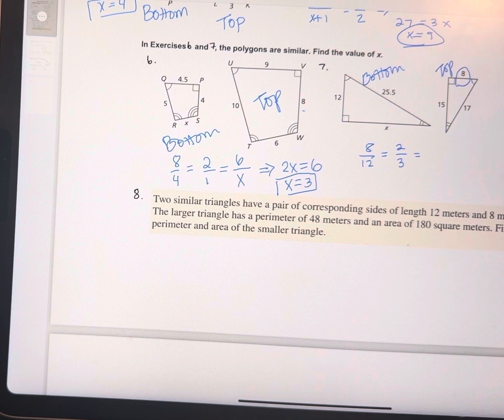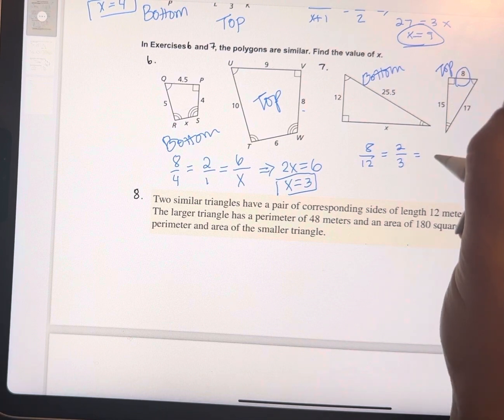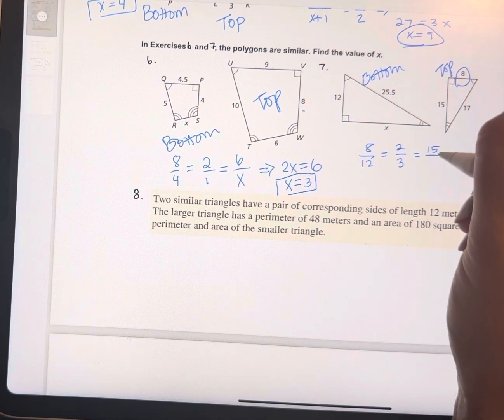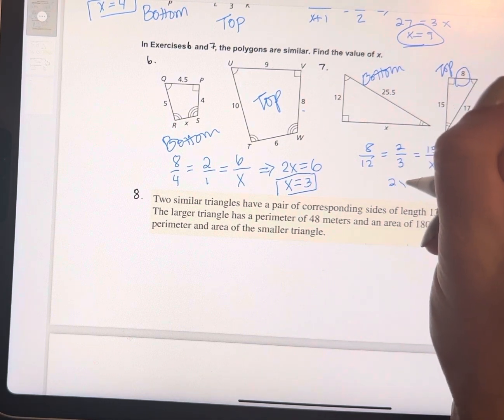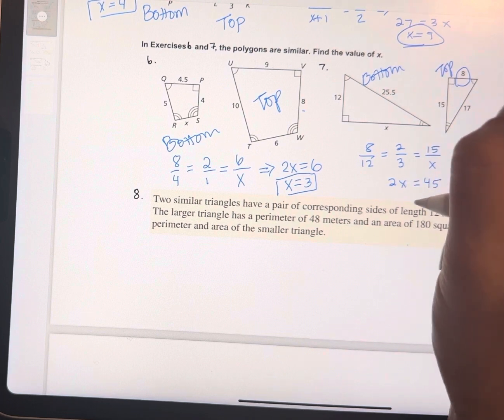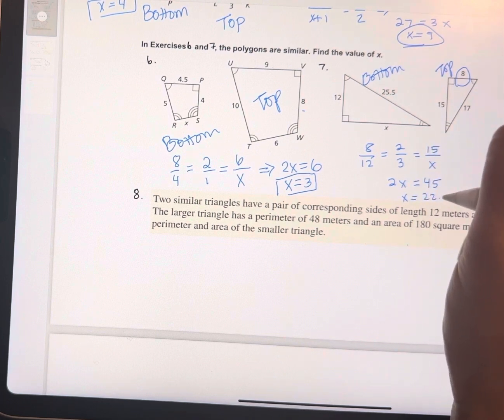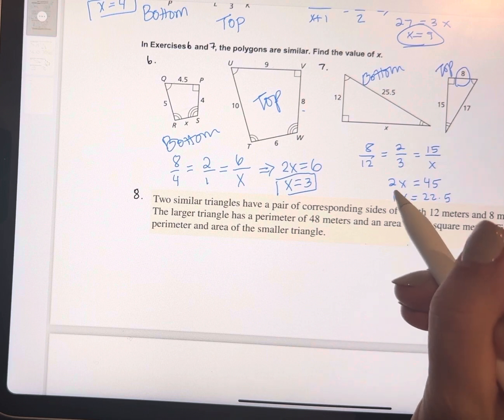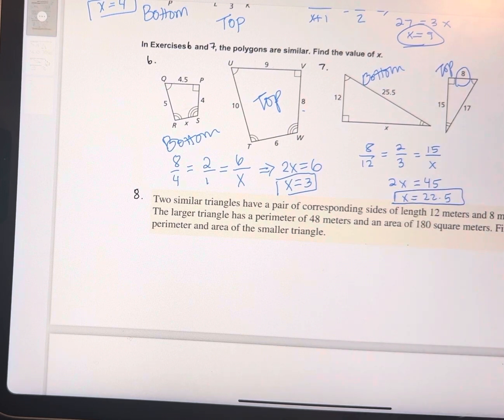And then to get x, x is between the 90 and the double arc. So between the 90 and the double arc is 15 over x. 2x equals 45. x equals 22.5. Okay.